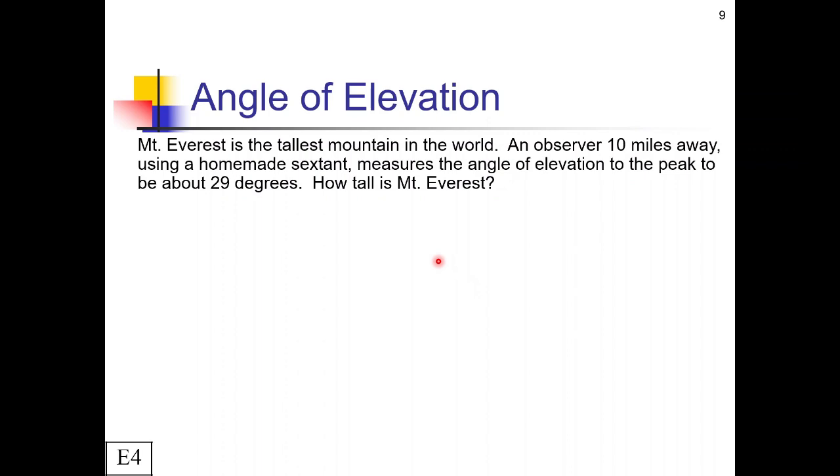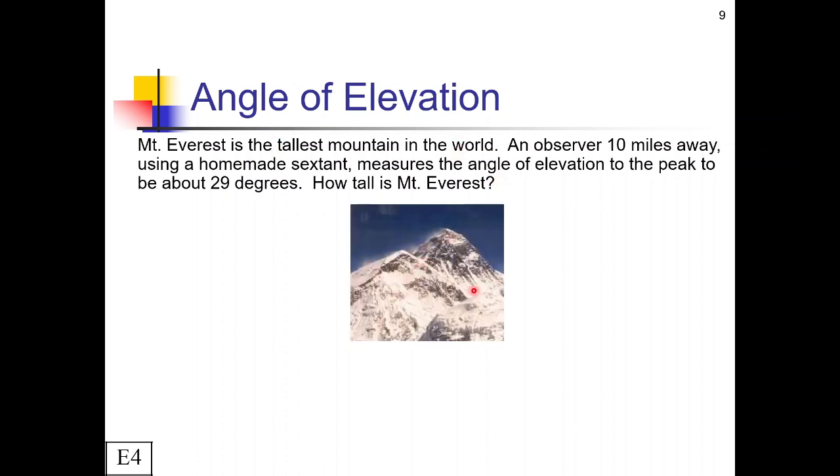Now that we've talked about angles of elevation and depression, let's see how this plays out in a real-life problem. So Mount Everest, tallest mountain in the world, you might have heard of it, and you might be curious, how tall is the tallest mountain in the world? It seems like a pretty fair question. I guess one way to measure it would be to go to the top, drill a hole down the center, and drop a giant tape measure. That's not a very good way to measure it, though. It'd be nice if there was another way.